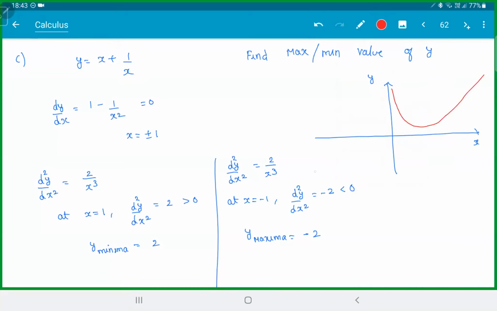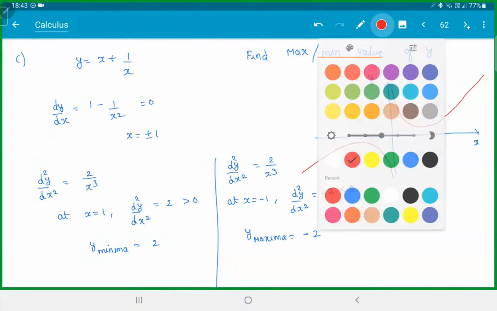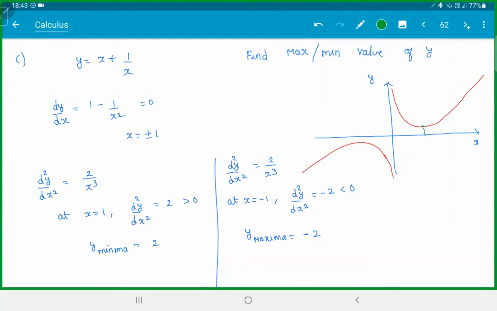You're getting how the graph is? When you get very close to origin, you'll go to infinity. When you go very far also, you'll go to infinity. And look at the irony of the situation. This is your minima. This is x is equal to 1. And this is a minima whose value is plus 2. This is x is equal to minus 1. This is maxima. And this value is minus 2.